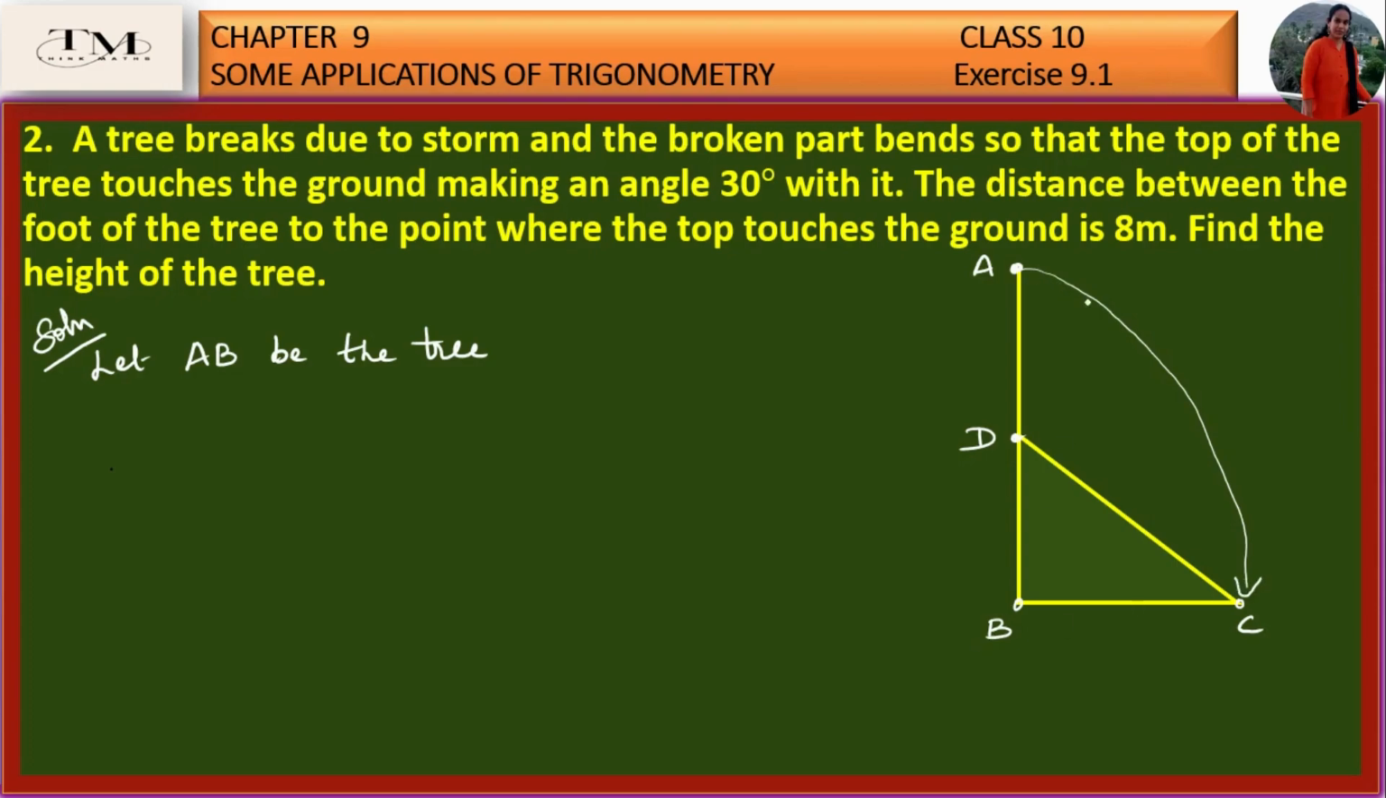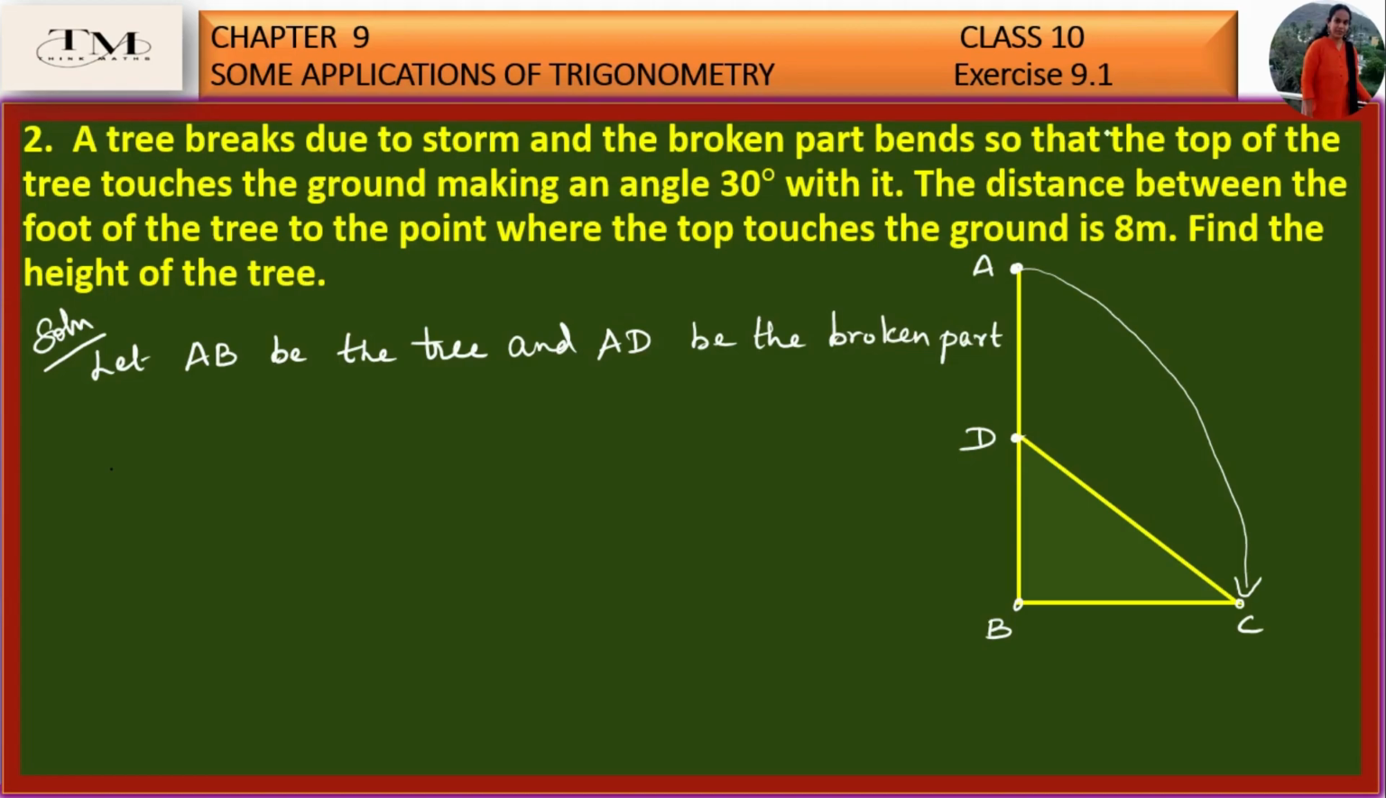So AD will become DC. AD is the broken part. This top of the tree will touch the ground, so AD will come this way. So this line will bend and become DC. So AD and DC are the same. Okay. So let us assume, let AB be the tree and AD be the broken part.